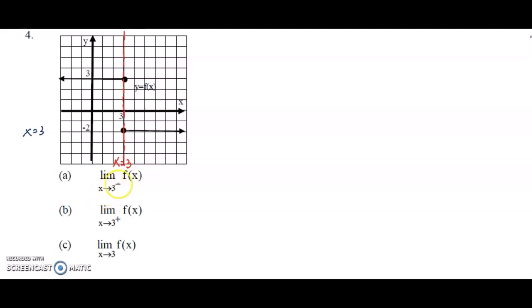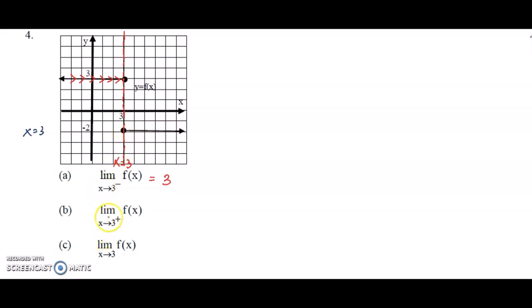Now we are going to find when x approaches 3 negative, meaning that x is reaching this line from the left hand side, what does y approach? We can see that the graph appears over here. We just trace the graph from the left hand side. When the graph reaches x equals 3 from the left hand side, y approaches 3. So the answer is equal to 3.